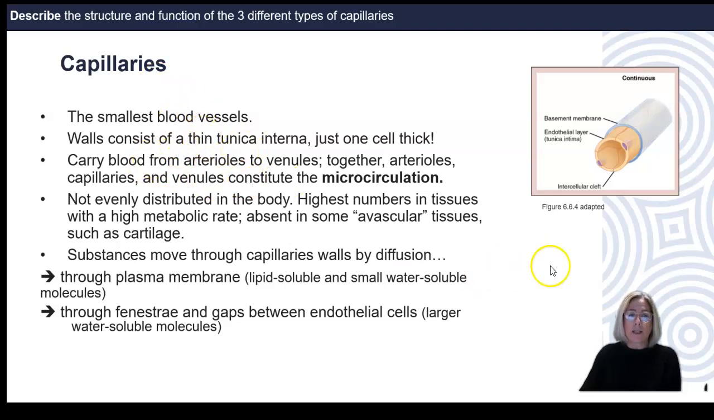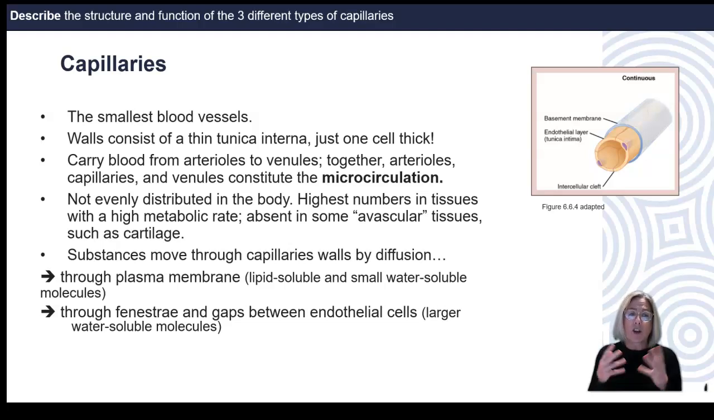Their walls consist of a thin tunica interna or intima, and believe it or not, they are just 1 cell thick. Amazing, right, when you consider what's going on across the walls of these little capillaries. And they carry blood from arterioles to venules. And as I mentioned on the previous slide, together the arterioles, capillaries, and venules constitute the microcirculation.